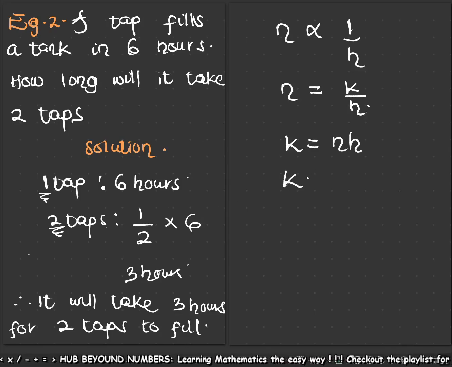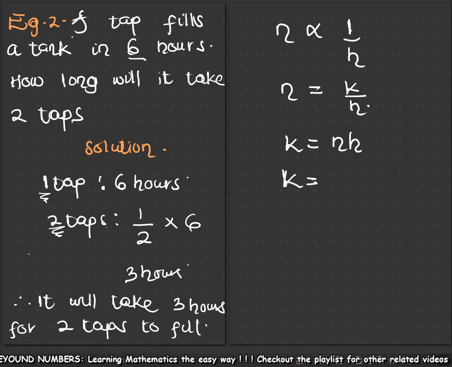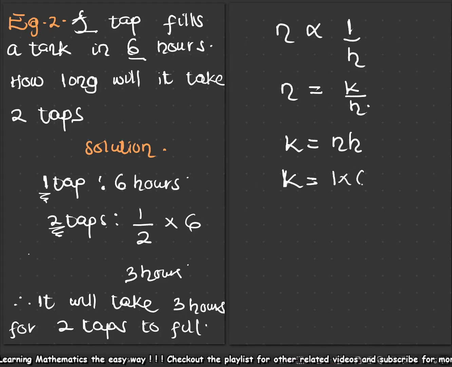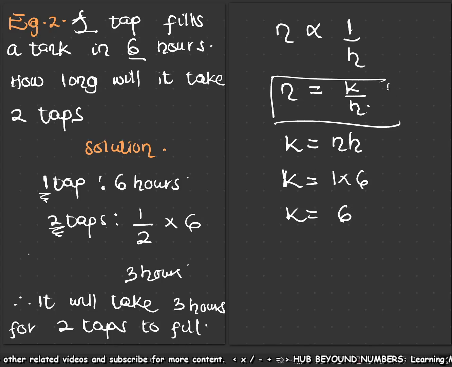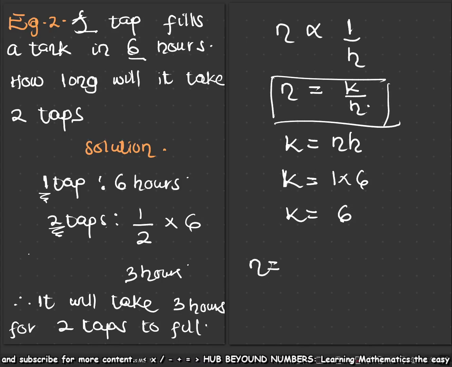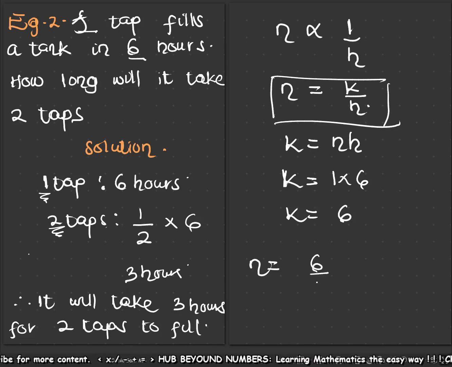So our k, using our first set of parameters, we had what? 6 hours and then a tap, that is 1. So 1 times 6. Hence our k is equal to 6. You have to take note that the k has no unit. It is just a constant, right? So if k is 6, then we refer back to this equation here. So our number of taps is equal to what? 6 over h. You see?